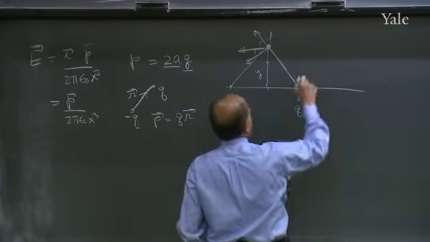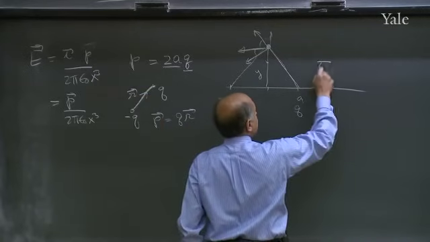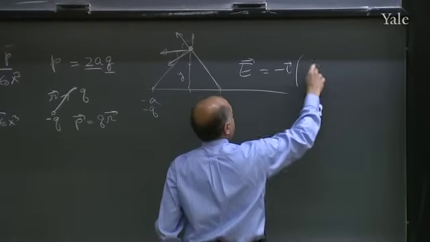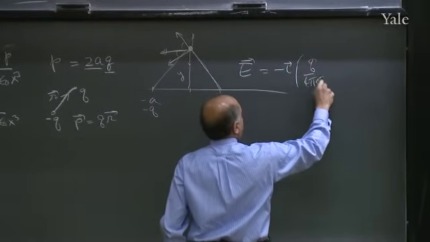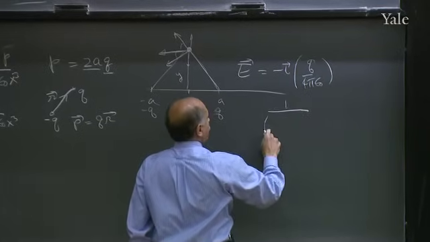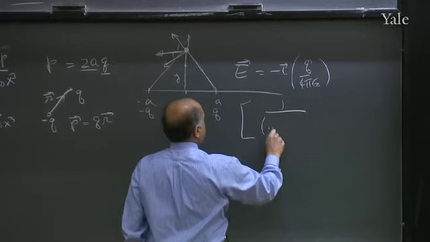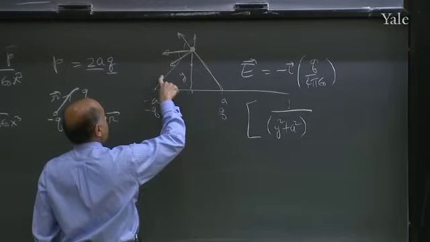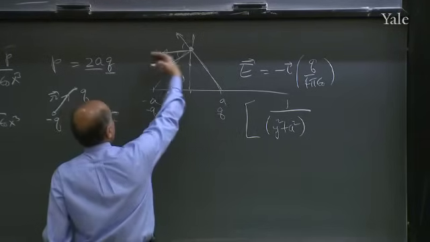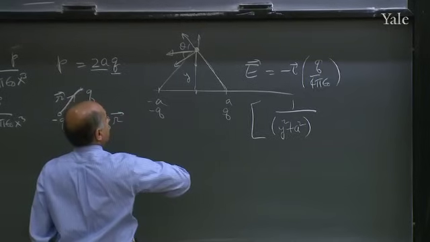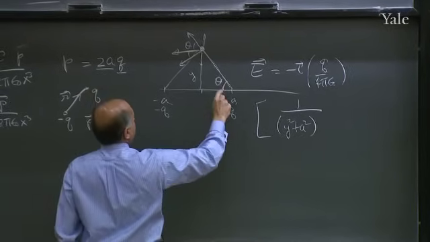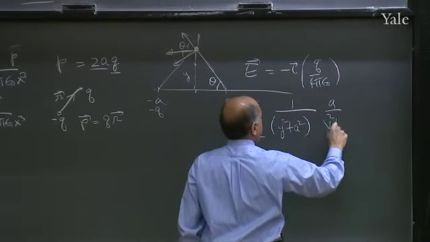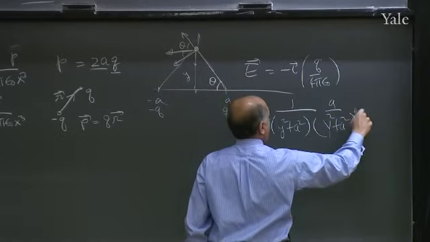So the electric field now will be minus I, which tells me it's in the negative x direction, times q over 4 pi epsilon 0 times 1 over distance squared, which is y squared plus a squared. This is y squared plus a squared. That's also y squared plus a squared. But I want the horizontal part of this, so I want the cosine theta. That is the same as this one. The cosine theta is a divided by y squared plus a squared to the 1/2.